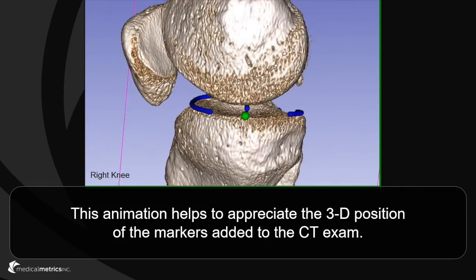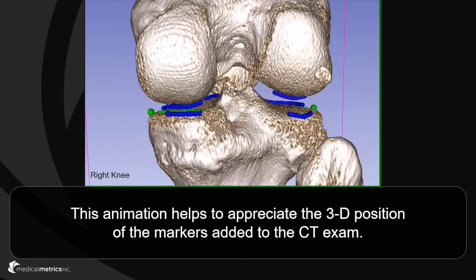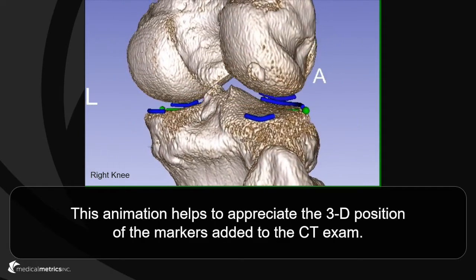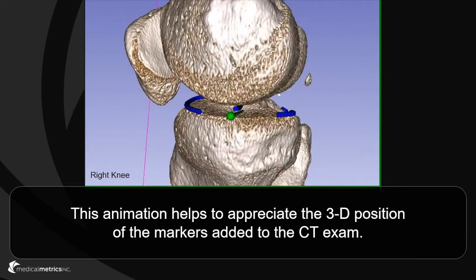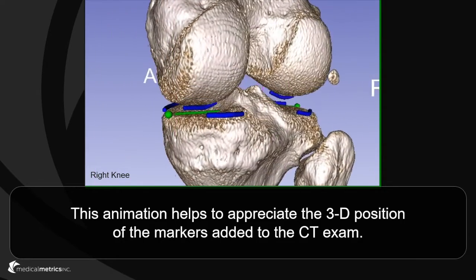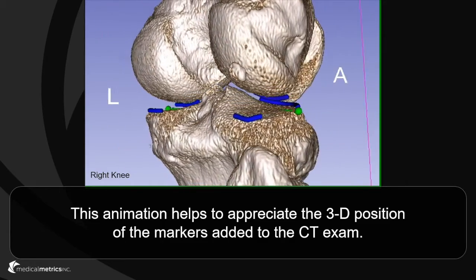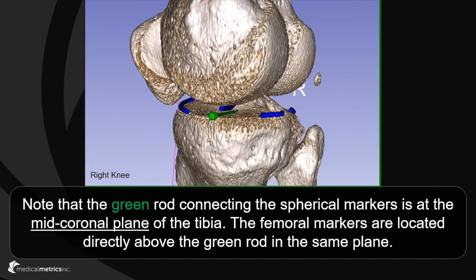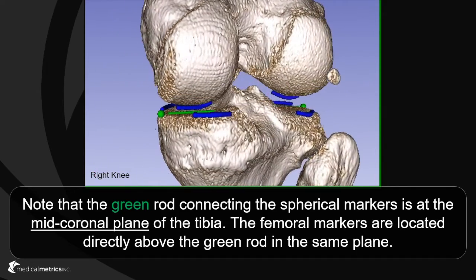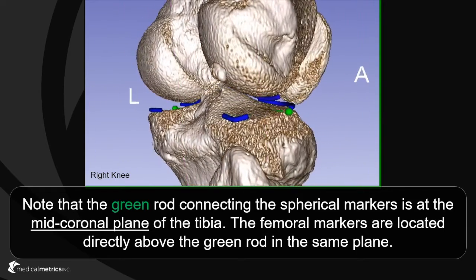This animation helps to appreciate the 3D position of the markers that were added to the CT exam. Note that the green rod connecting the spherical markers is at the mid-coronal plane of the tibia. The femoral markers are located directly above the green rod.